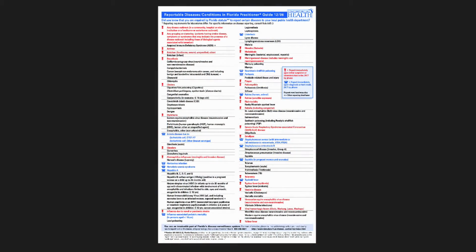And this is what it looks like on the Florida Department of Health website. What's in red has to be reported immediately, and what's in black can wait until the next business day. But you'd be surprised by some of the things on here, and I think that at a minimum we should all have this printed and somewhere in our office to refer to.